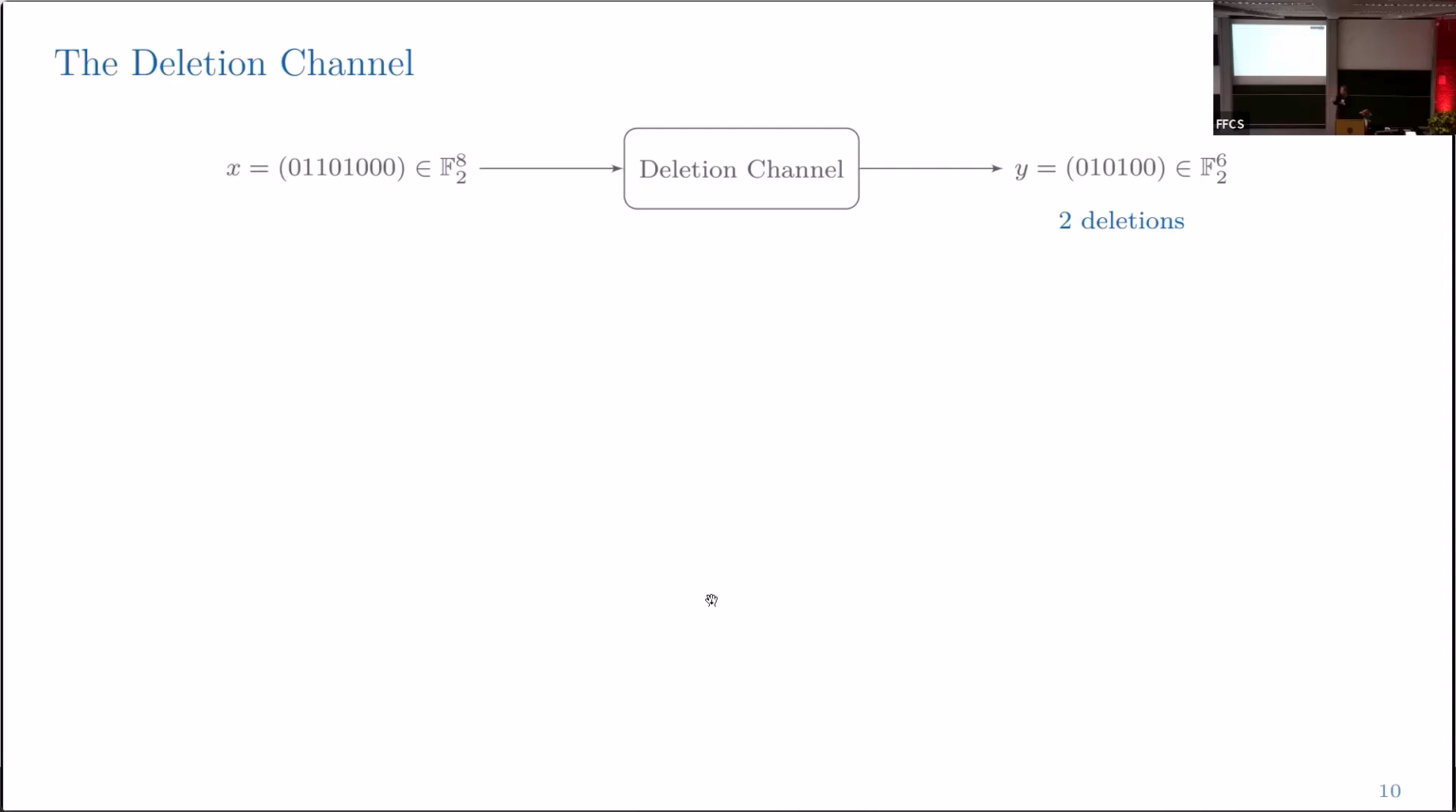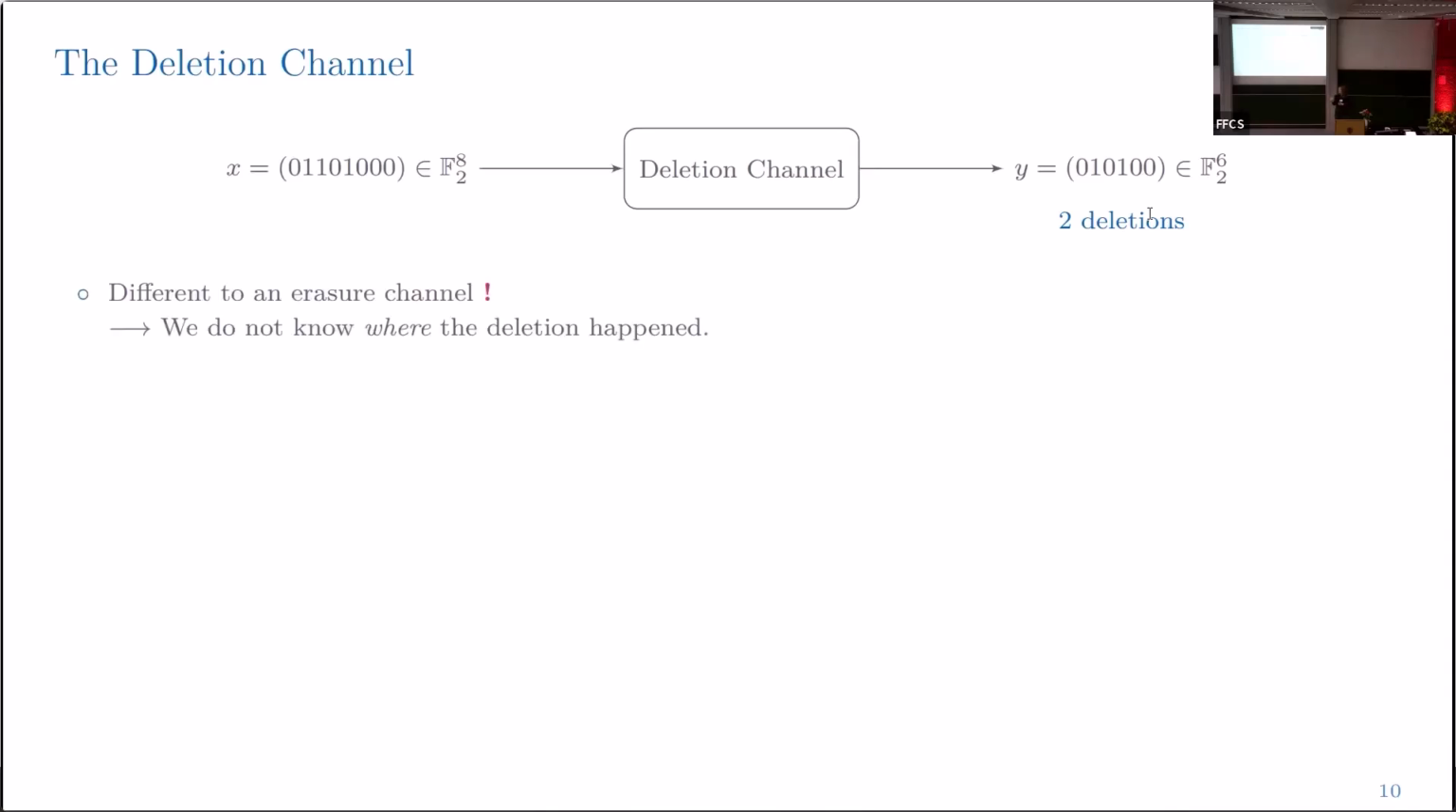So a deletion channel looks as follows. We have some input sequence X. Now this has a length of 8, and it gets sent through a channel. And then some positions would be deleted, maybe with some probability. And we get an output Y, which now has just a length of 6. So 2 deletions happened.